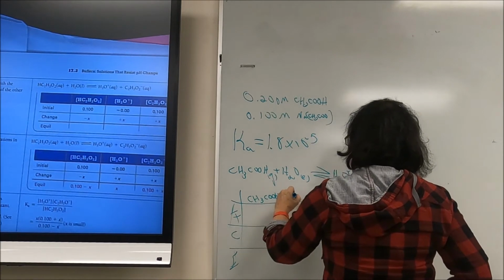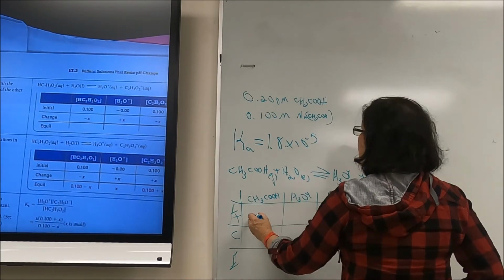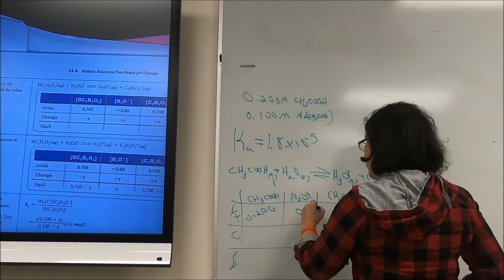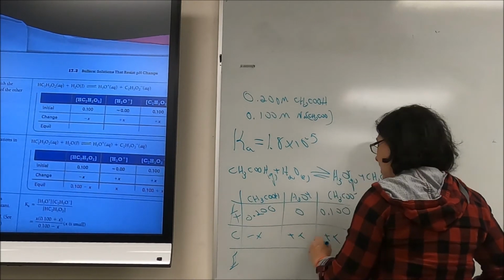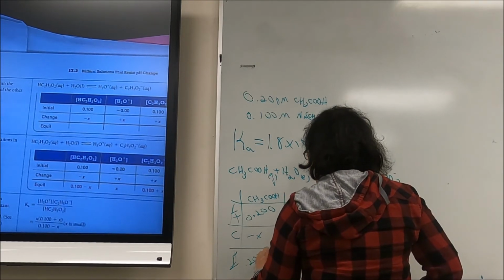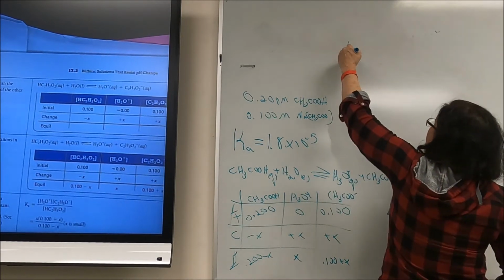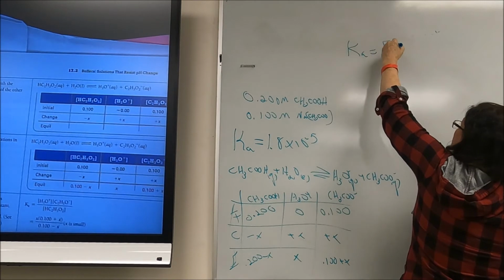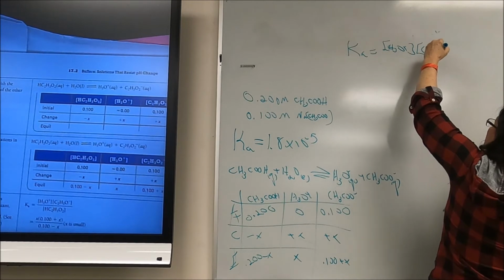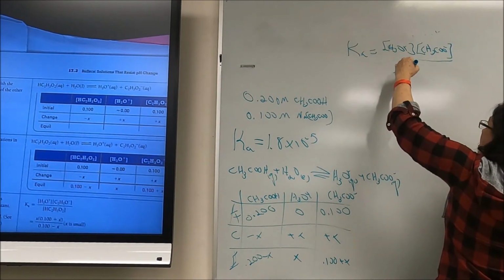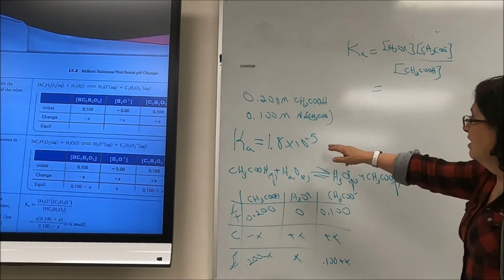CH3COOH, H3O plus, CH3COO minus. This is 0.200, this is 0.100. It's going to be minus X, plus X, plus X. So 0.200 minus X, 0.100 plus X. If we write our Ka expression, it's going to be hydronium ion concentration times CH3COO minus concentration all over CH3COOH concentration.